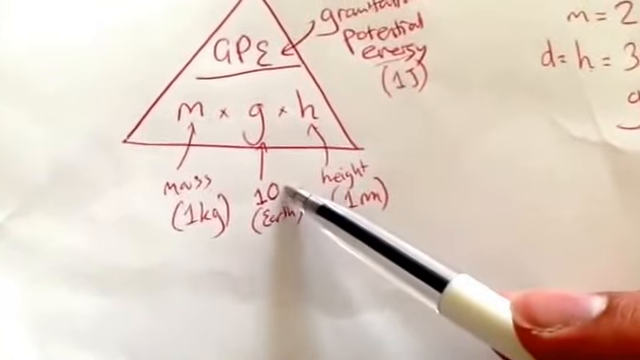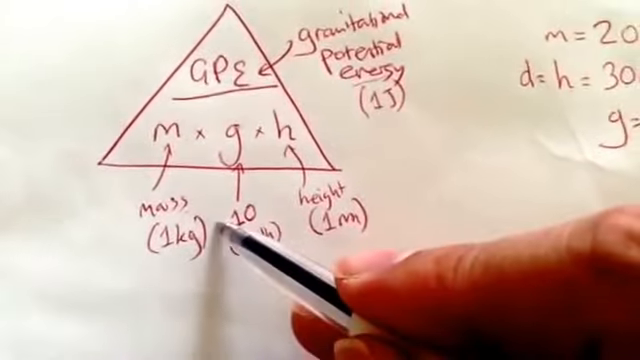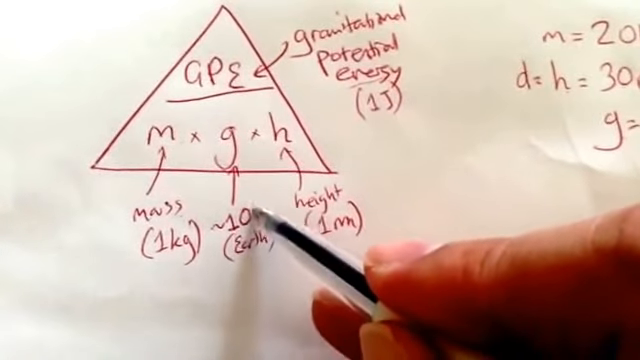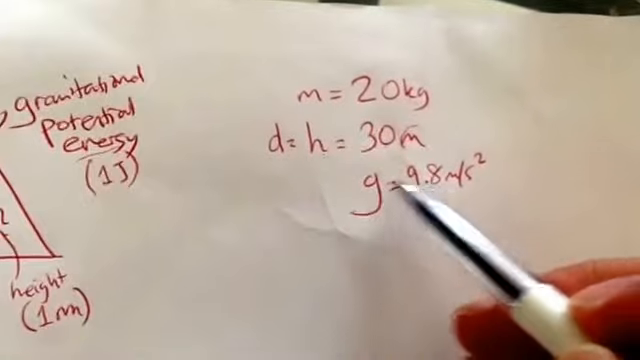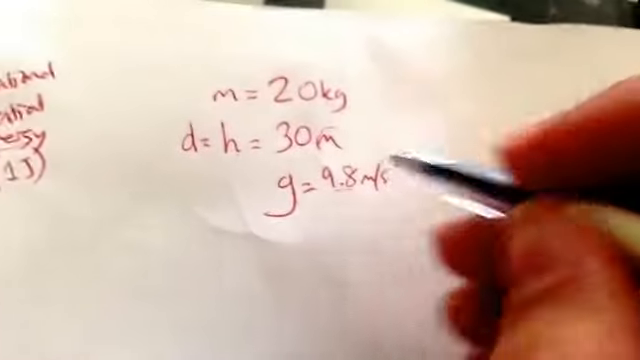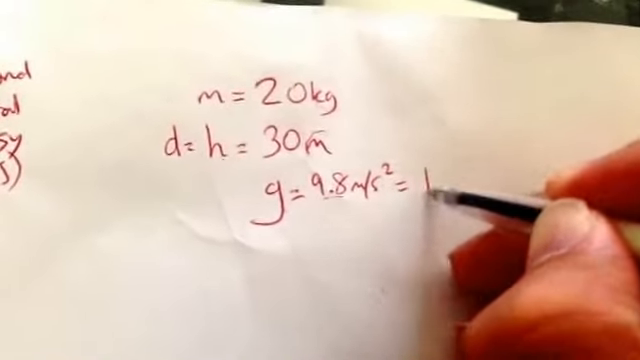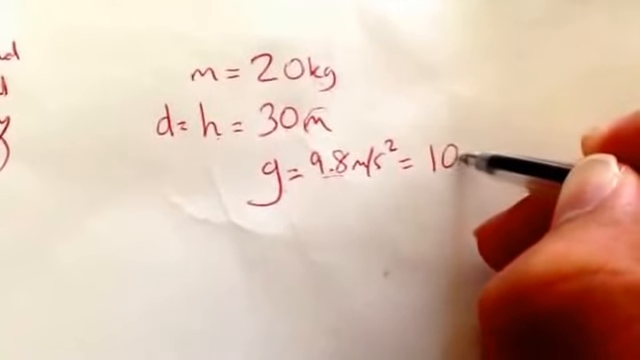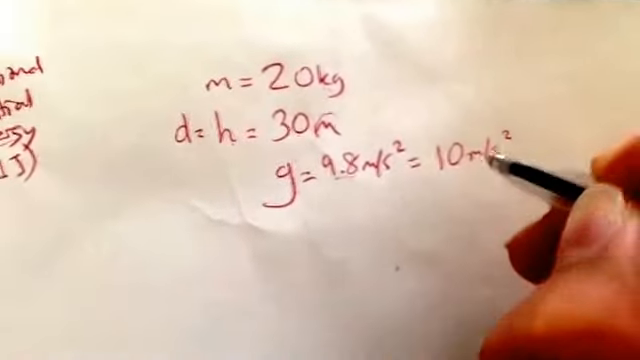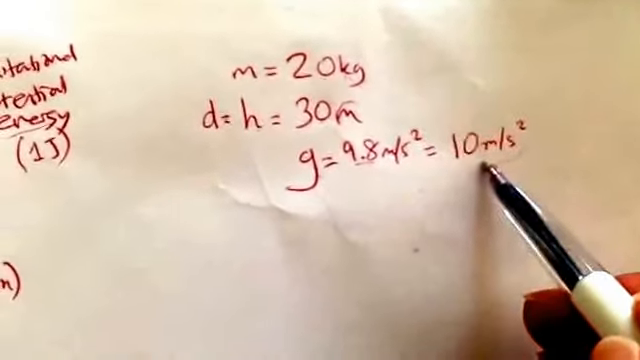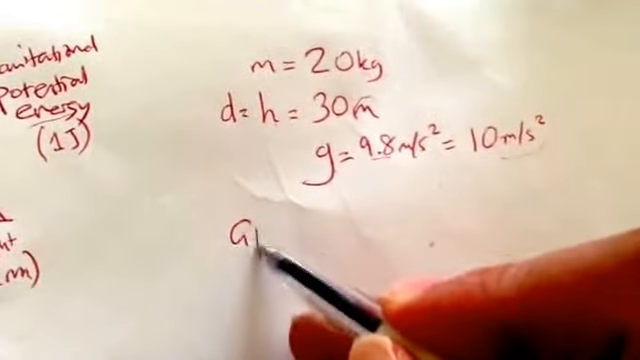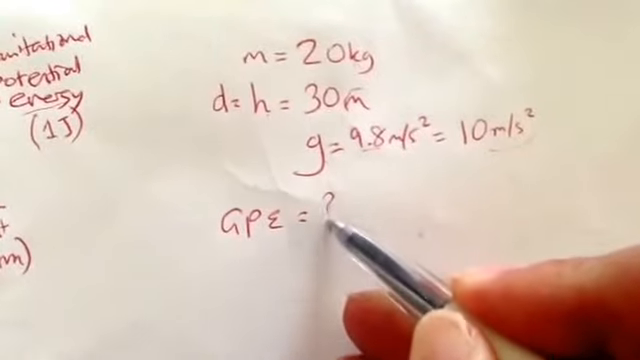And G is 9.8. Although we said it's about 10, it's not exactly 10. 10 we use because it's easier without a calculator. But in the question they said it's 9.8. So if you use 9.8 or you use 10, they would give you about the same answer. So it's your choice. If you have a calculator, use this one. No calculator, use this one. Finally, they ask, what is the gravitational potential energy?